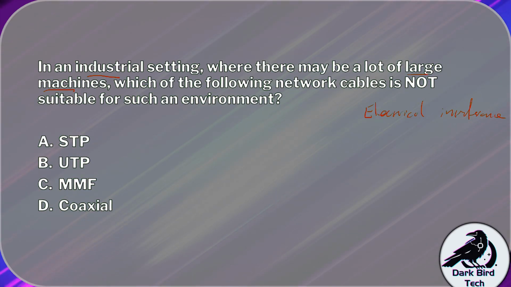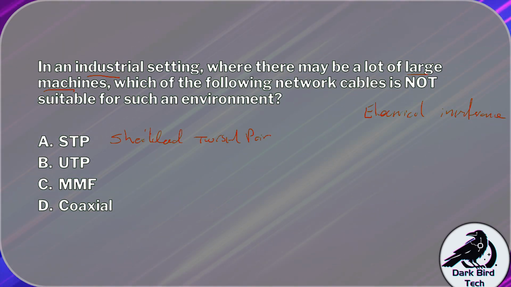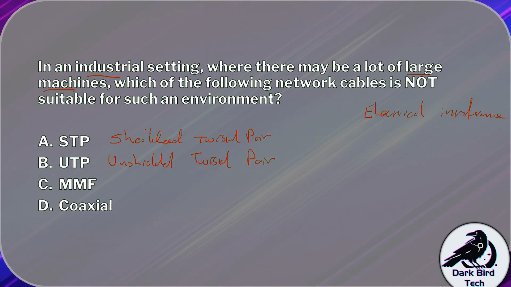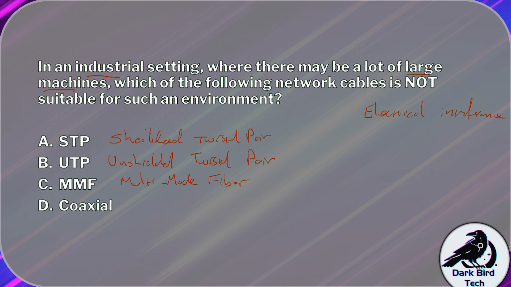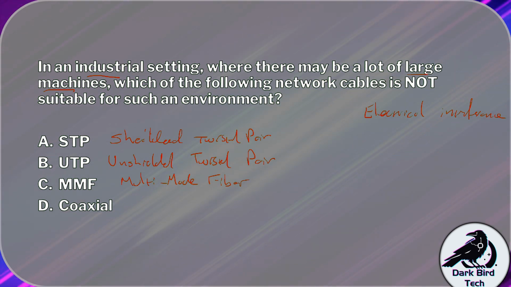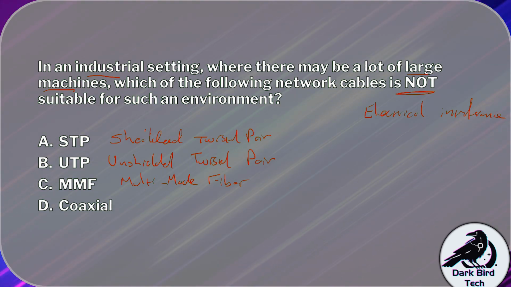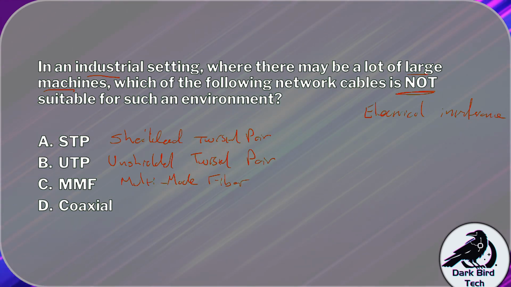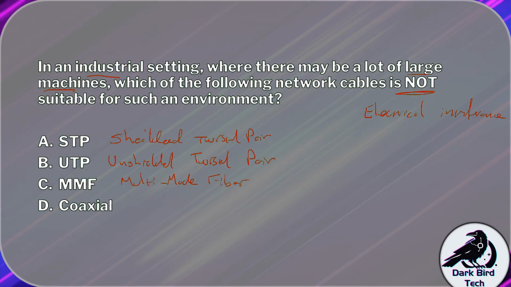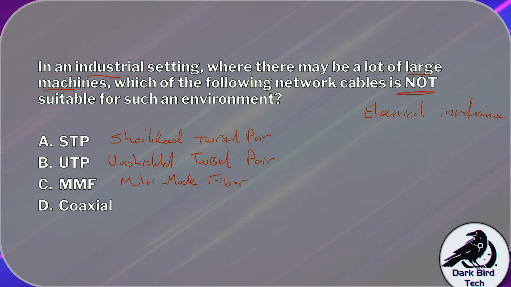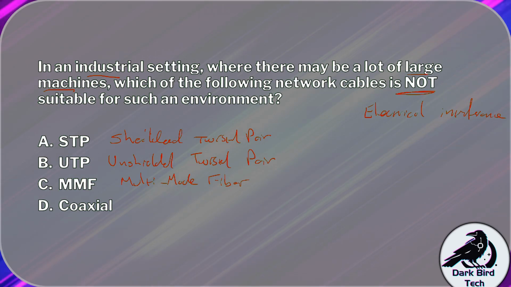STP, or shielded twisted pair, UTP or unshielded twisted pair, MMF, multi-mode fiber, or coaxial. And they're looking for which type of cable is not ideal here. Now, a lot of you are probably thinking, okay, STP, shielded twisted pair, the metal shielding would probably make it perfectly fine and able to handle electrical interference, and you're right, especially if you use the shielded RJ45 connector. So that cable would work fine in an industrial environment.